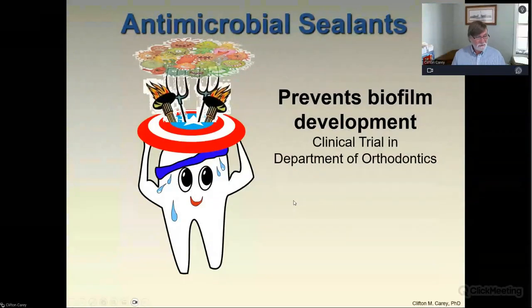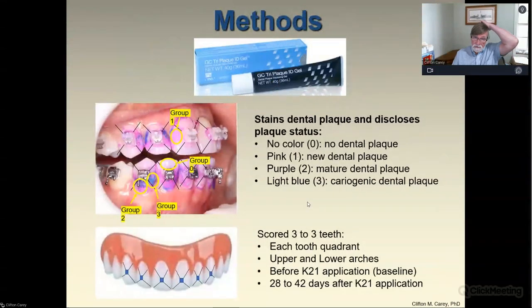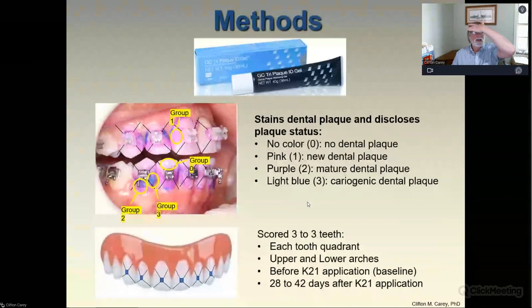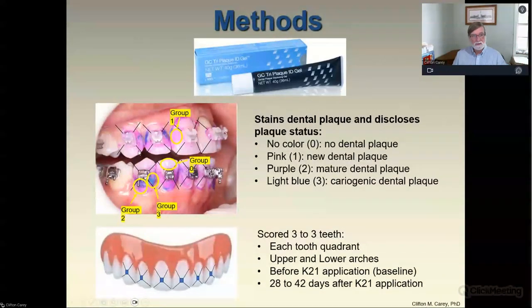So we also said, well, wait a minute, we want to look at biofilm itself. Instead of only looking at white spot lesions, which is the end product of biofilms, let's look at the biofilms themselves. And so what we did is we recruited patients in the orthodontic department to join our study. And all we had to do was do a plaque disclosure before we started. And we used the GC Tri Plaque ID gel, which gives you three colors or no color.